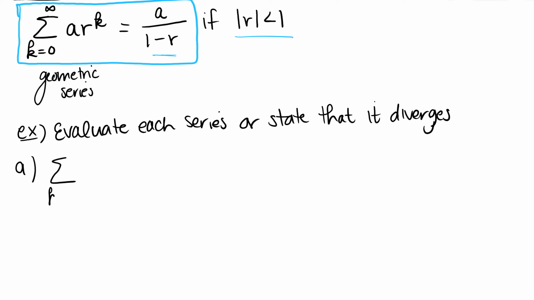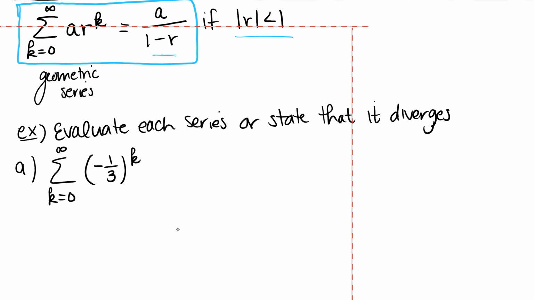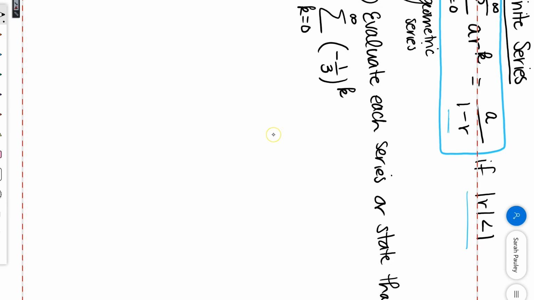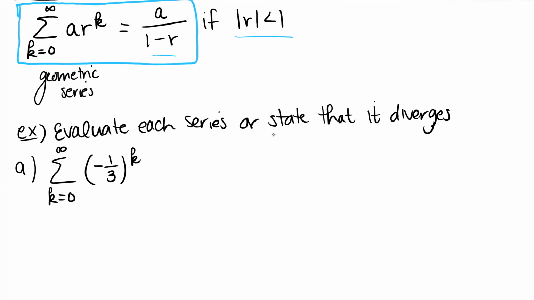In this case, we'll look at K equals 0 to infinity of, let's start with something like, (-1/3) to the K. So I hope this is pretty obvious, right? That this is a geometric series. And we can see, do we have it in the form that we need? Yeah, I think we do, right? We have the K equals 0, right? That's going to be right there.